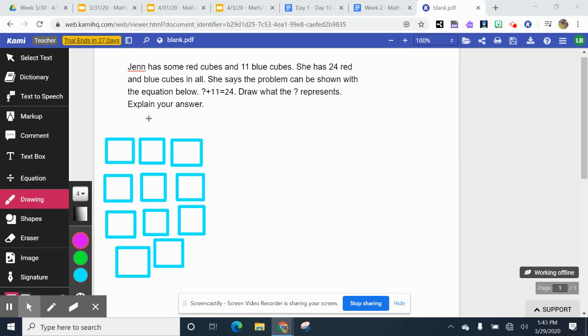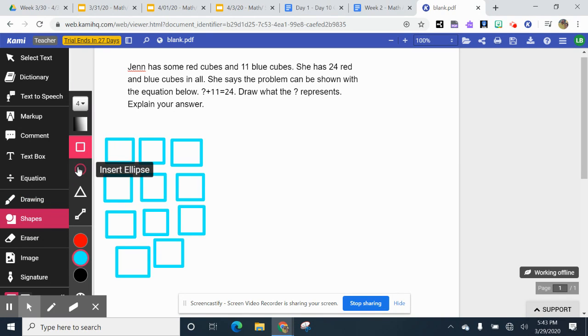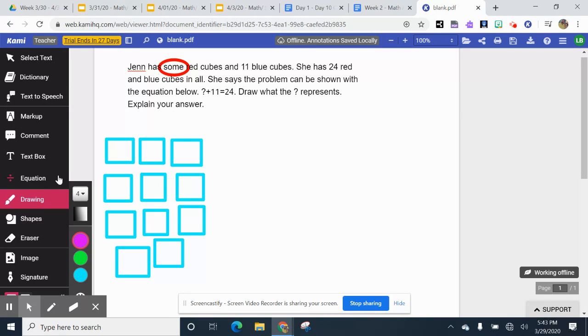Here's a problem that you should have solved, taken some time to look at, answer a few questions, and solve. Here we go. Jen has some red cubes. The key word right here being some. Do we know how many red cubes she has? No. We've got that word right here that we need to focus on, some. She's got some red cubes.